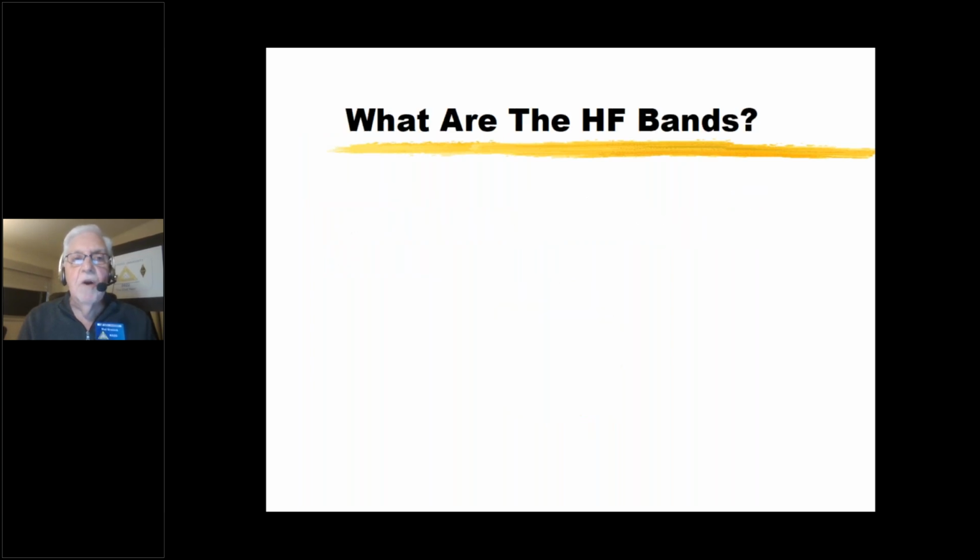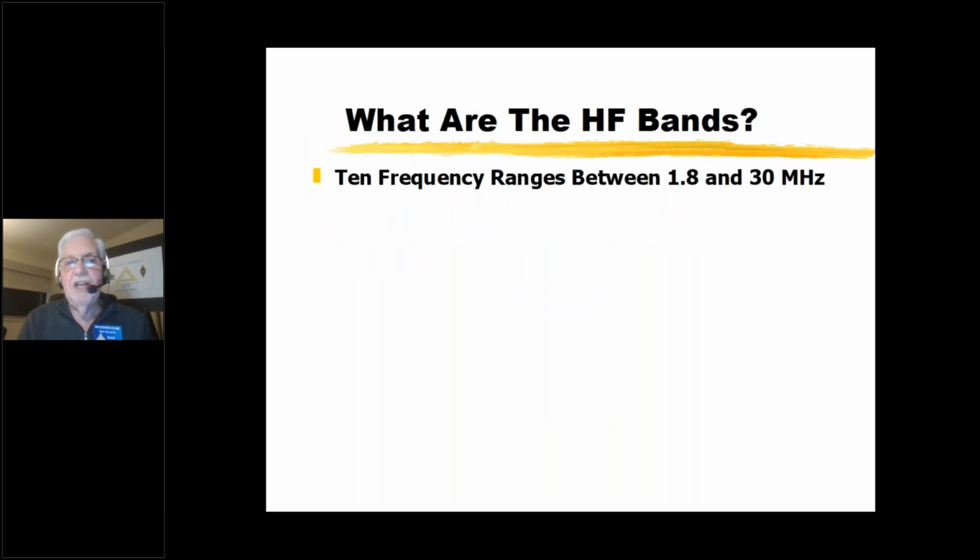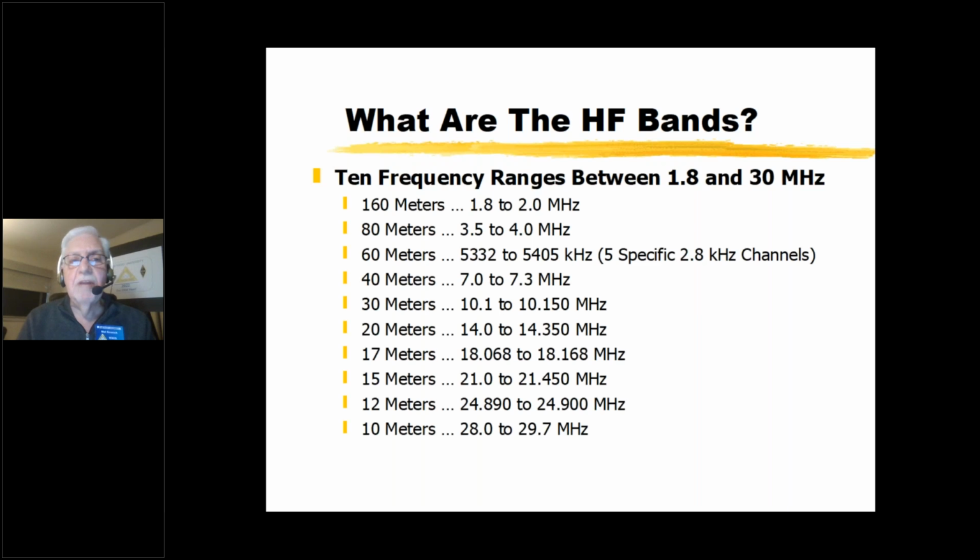So let's go real quick. What are the HF bands? The HF bands are 10 frequency ranges between 1.8 and 30 megahertz. I've listed them out here. I won't bother reading them off to you. They're 160 through 10 meters. They're all continuous allocations with the exception, in the United States, of the 60-meter band, which has 5 specific channels. All the rest are continuous allocations in the ranges that you see on your screen. So 160 through 10 meters are the HF bands, and you can see there's a whole long list of them.